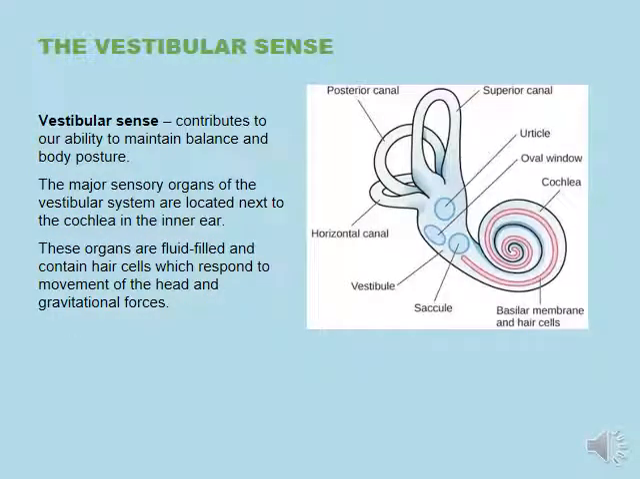So here you have what is considered the vestibular sense. This contributes to our ability to maintain balance and body posture. The major sensory organs of the vestibular system are located next to the cochlea in the inner ear. These organs are fluid-filled and contain hair cells, which respond to movement of the head and gravitational forces.